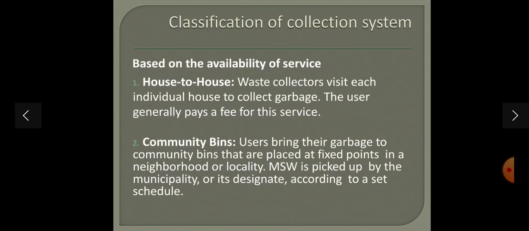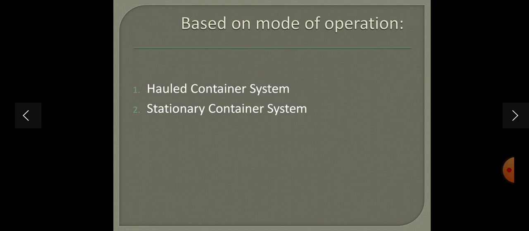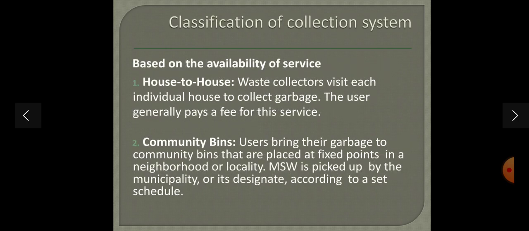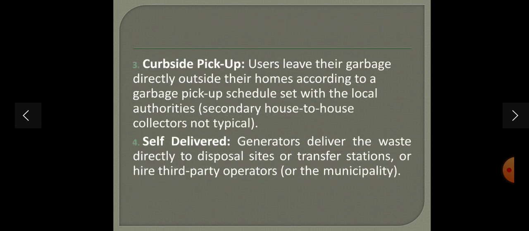Now, when it comes to the classification of the collection system, there are two classifications. Firstly, based on the availability of the service, what type of services are available, based on that we can classify. And next, it is based on the mode of operation. So we'll see the first one, that is based on the availability of service. It can be classified as house-to-house service, community bins, then we have the curbside pickup and self-delivered.